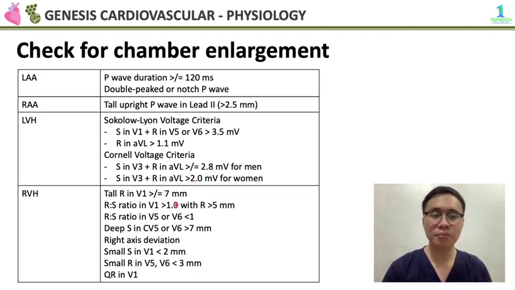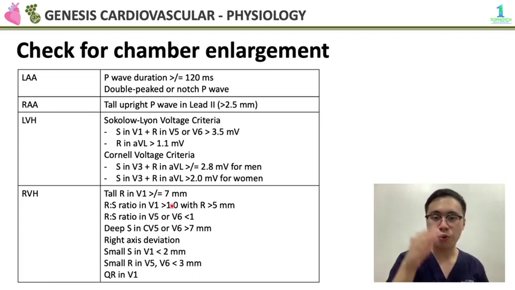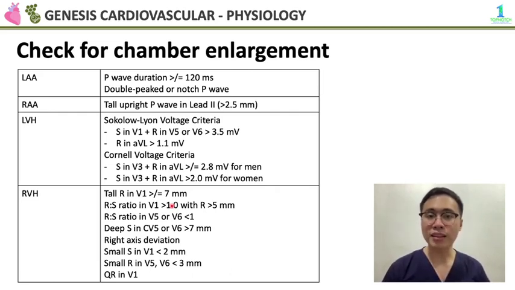For the RVH, there are quite a lot. Basically, if you have a tall R in V1, that would be suggestive of RVH. That's one of the more common ones. Also the R/S ratio in V1 if it's more than 1, because usually you expect that in V1, the R is short. And as you go along V1, V2, V3, V4, V5, V6, it gets taller. That's why if the R in V1 to V3 is low, we call it poor R wave progression. But if the R is already very tall in V1, it could be RVH.